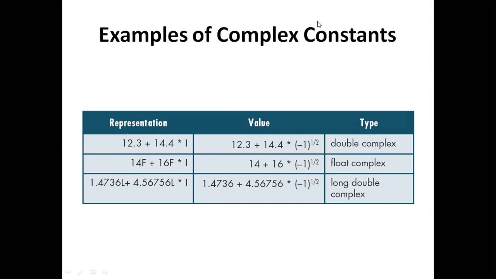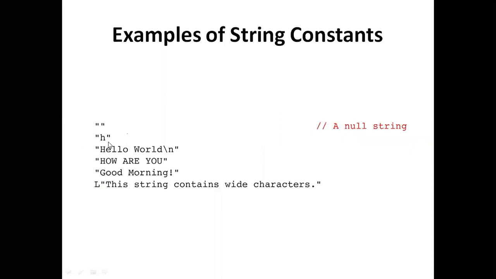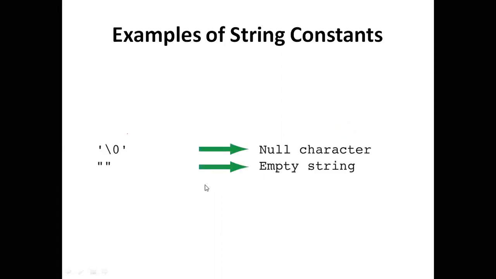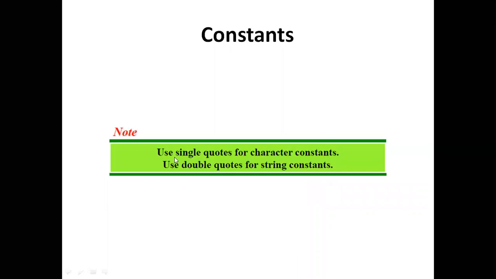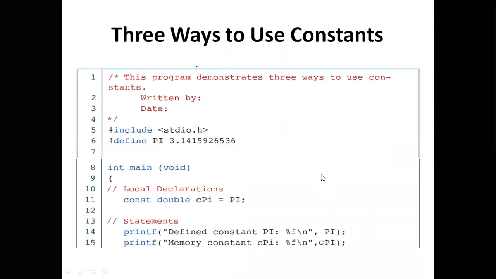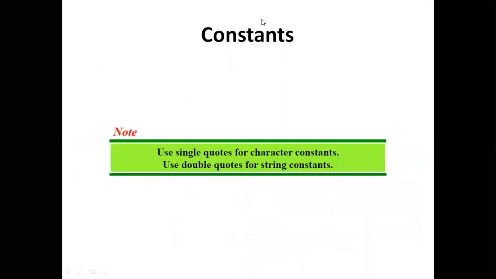Why are we going to call it a constant? Here we also have string constants. The string constants are indicated inside double quotes. This one we call the null character, or empty string. Use single quotes for character constants and double quotes for string constants. The value which is unchanged is what we call a constant.